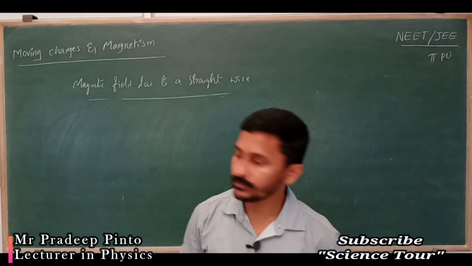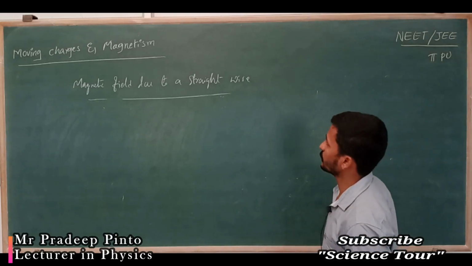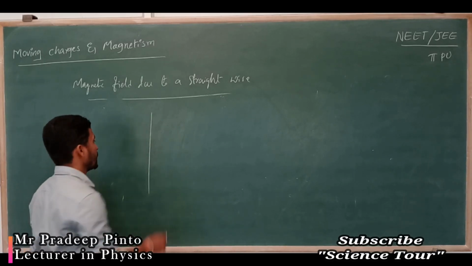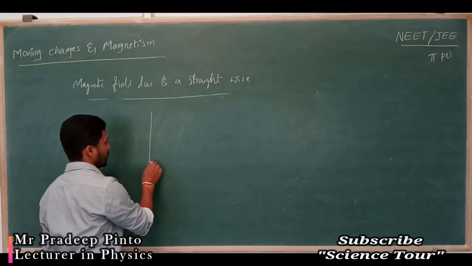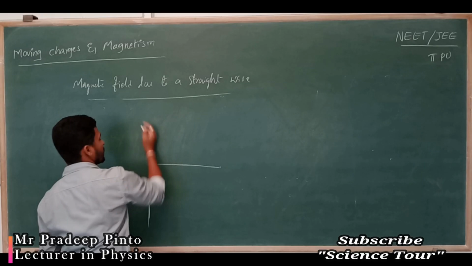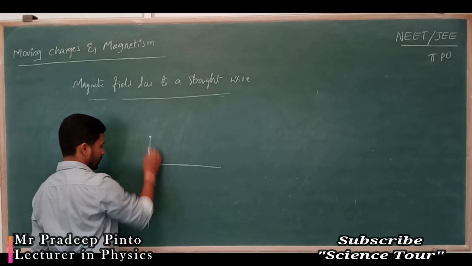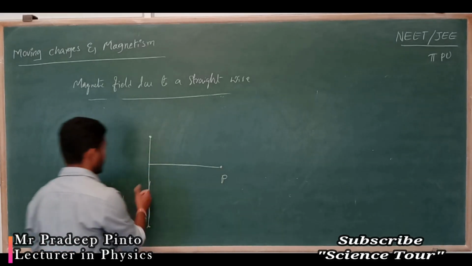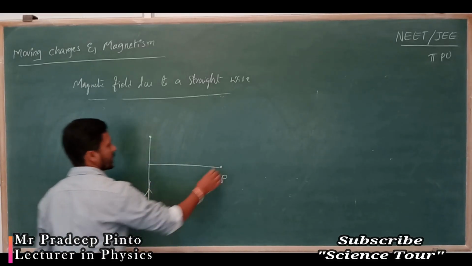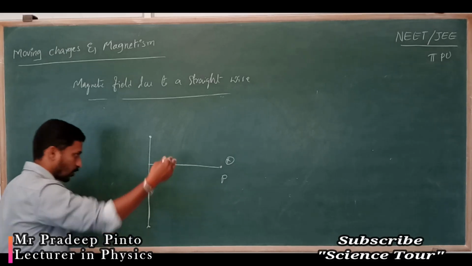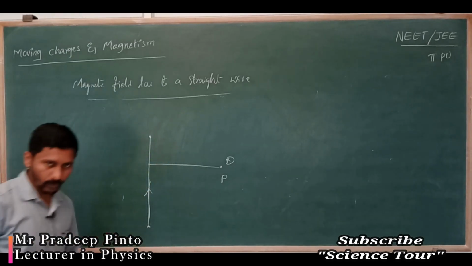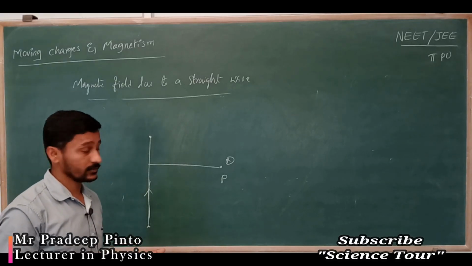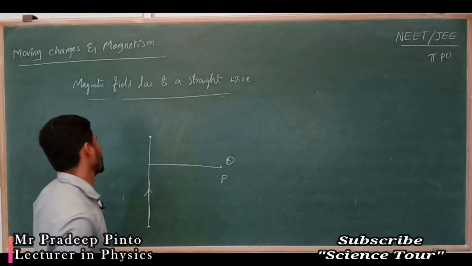Now say for example we have a concept: the magnetic field due to a straight wire. Say you have a straight wire at a perpendicular distance. It may not be at the midpoint, it may be here or here. Now at this point you have to find the magnetic field. If the current is moving in this direction, the magnetic field is going into the board, but what is the magnitude of that magnetic field? That is very important for us.